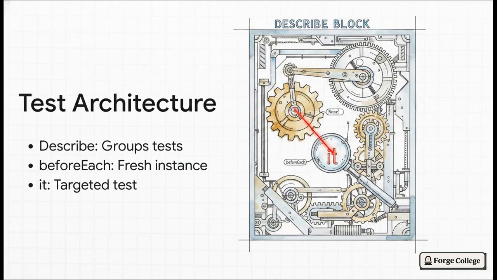Our testing framework relies on these specific blocks to group our diagnostics. The describe block groups everything for a specific contract. The beforeEach block deploys a fresh instance, and the it block runs a highly targeted test scenario. Doing it this way ensures we run every single test in a perfectly clean, totally isolated environment.